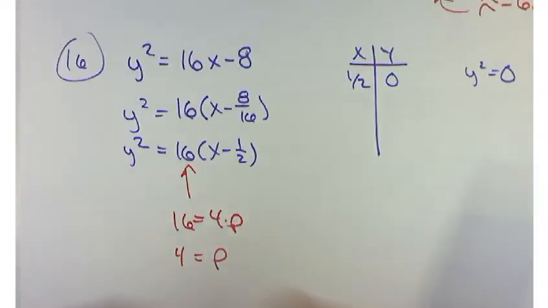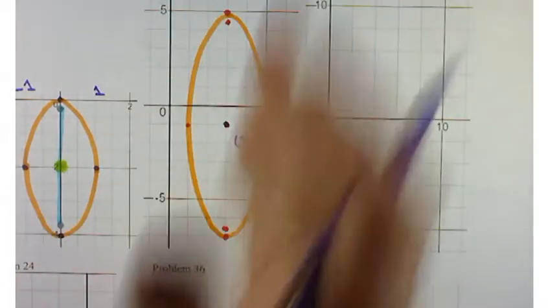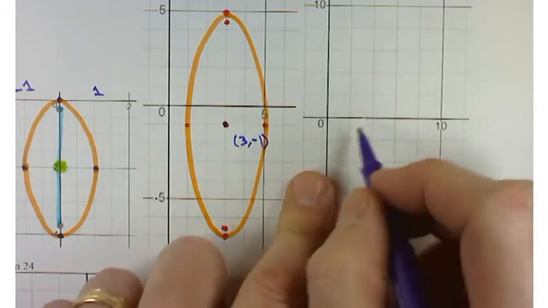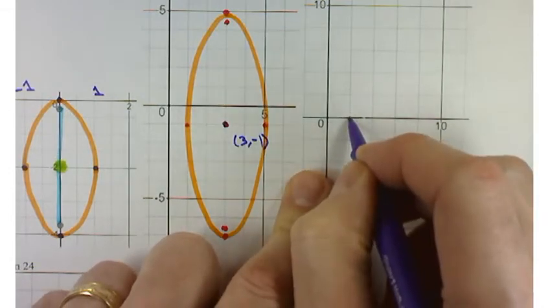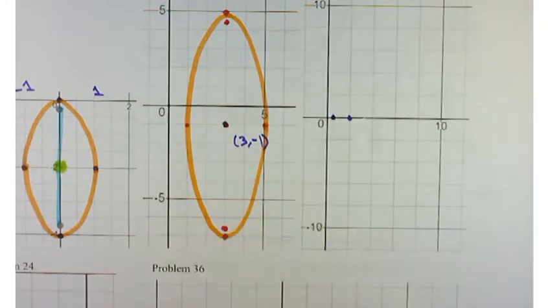Now, I don't think that we're going to have room on this graph for our directrix, at least not without sullying this really wonderful, perfect graph of my ellipse. So that's okay. The scale on this is 2, so that's 2. So 1/2 is going to be about here someplace. That's going to be my vertex.